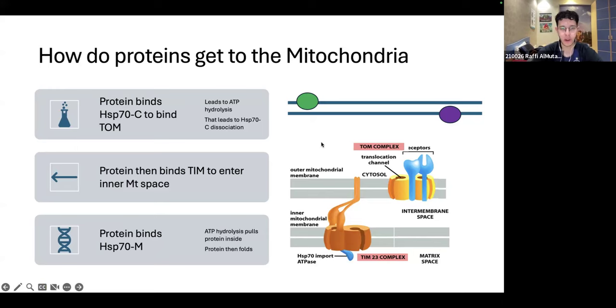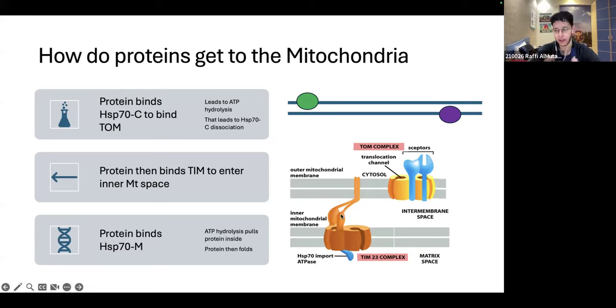Okay, so what's going on here? First of all, the protein needs to bind something called HSP70C. Can you guys guess what the C stands for? Cytoplasm. Very good. So the protein will bind HSP70C in the cytoplasm, and this will cause it to enter TOM. What happens is that after you bind HSP70C, it causes ATP hydrolysis. This causes the protein to be released by HSP70, and it allows it to enter TOM properly.